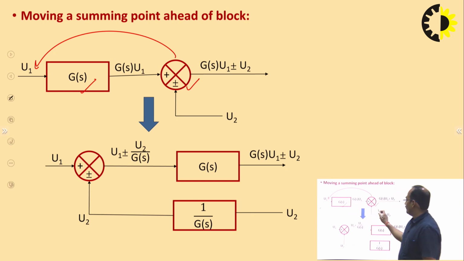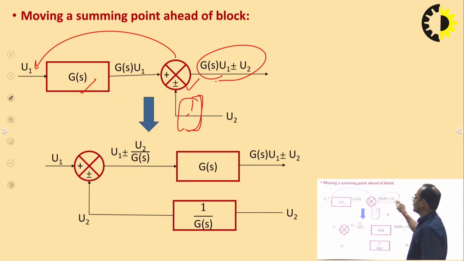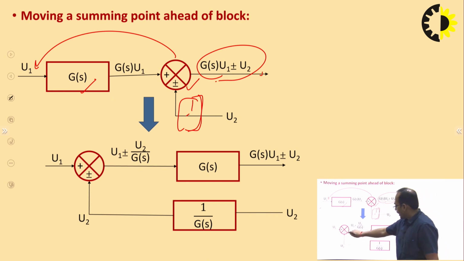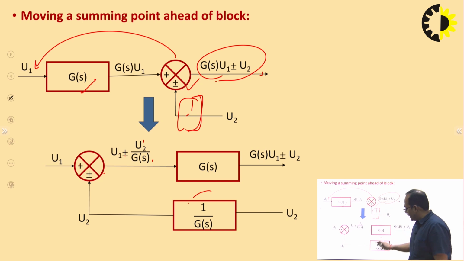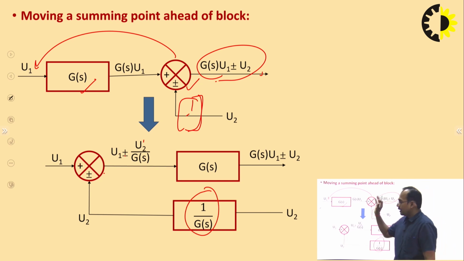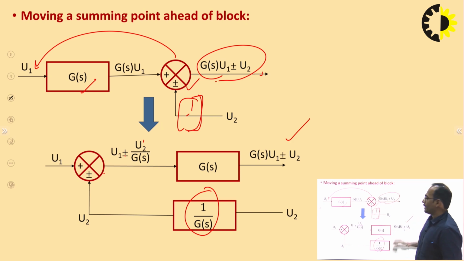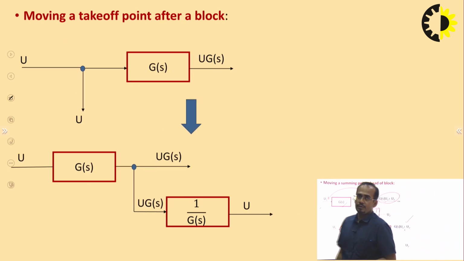So what will I do? I will add a block having a gain 1 by G(s). So you can see here the desired output is G(s) times u1 plus minus u2. Here the output is u1 plus minus u2, times G(s) by G(s). What I have done is divide by the gain of the block before which I want to shift the summing point. Now here you can see I am getting the same output.